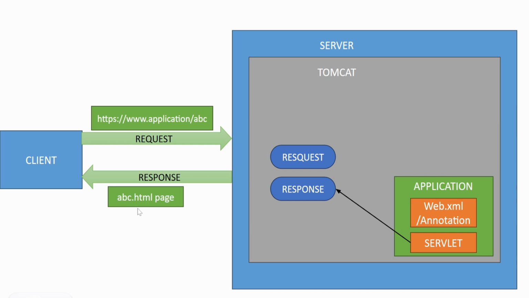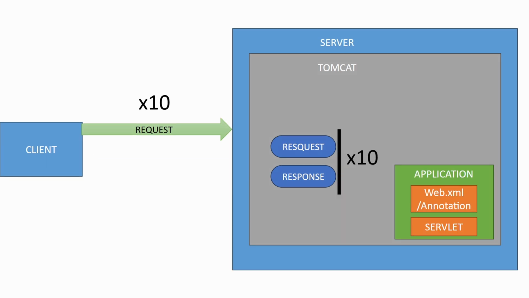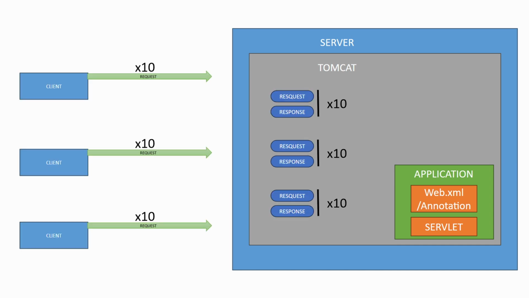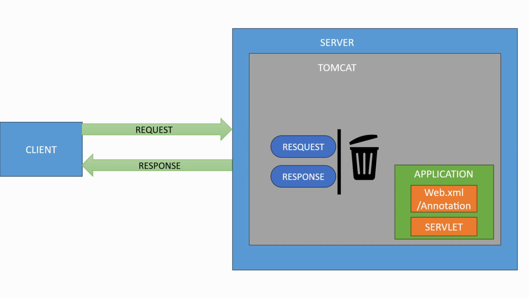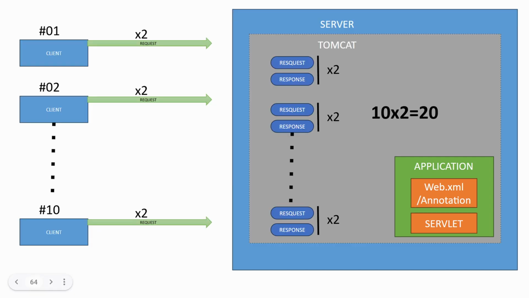Now you need to understand a few things over here. Each time the client makes any request, a new set of request and response object is generated by the Tomcat container. So if the client makes 10 requests, 10 sets of request and response objects are generated. Moreover, if there are multiple clients making multiple requests, then multiple sets will be generated by the Tomcat container. And once the response is sent back to the client, Tomcat is responsible for destroying these objects as well. So if there are 10 clients making 2 requests each, then a total of 20 sets of request and response objects will be generated. Once the response is sent back to the client, these objects will be destroyed by the Tomcat container as well.